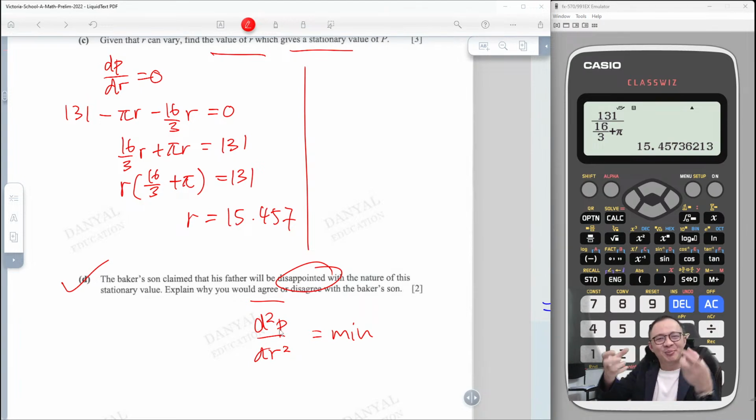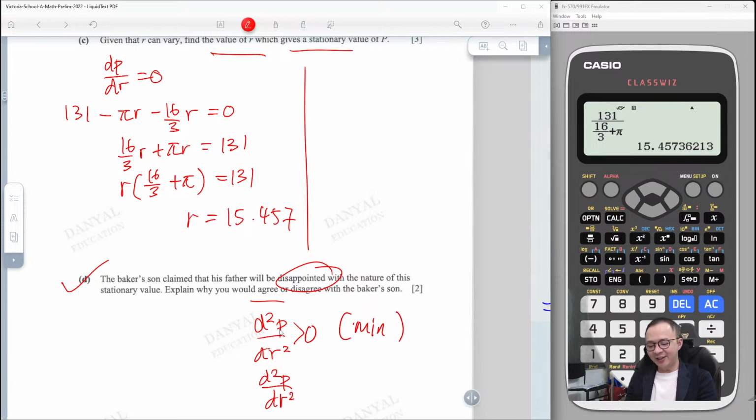Using the wire to make such a minimum area doesn't maximize the value, isn't it? However, if I do the second derivative, I will get a minimum when it's more than 0, right? Yeah, it's minimum. However, if I get less than 0, it's maximum, then I will disagree. I think his dad will be very happy because he fully utilized the wire to make the biggest area, because they want to bake something, isn't it?